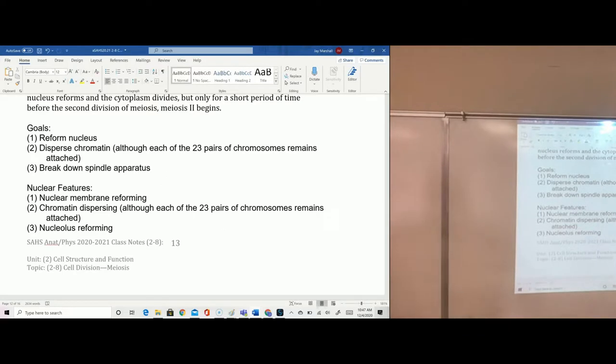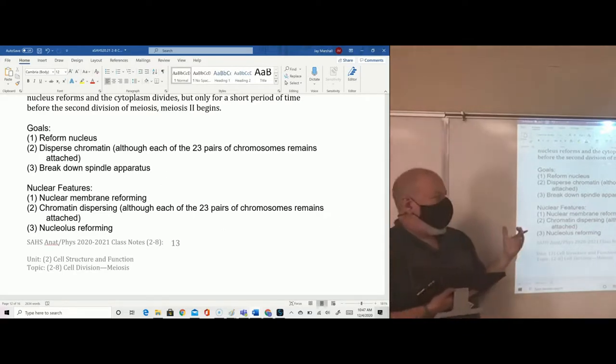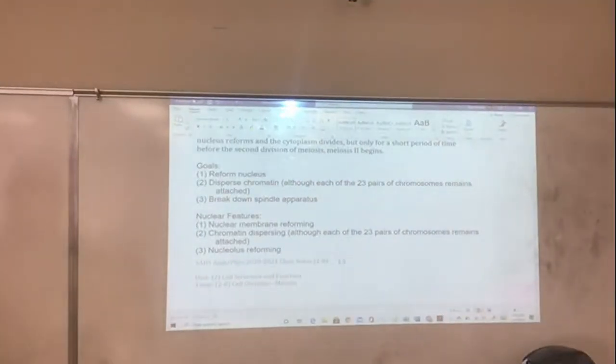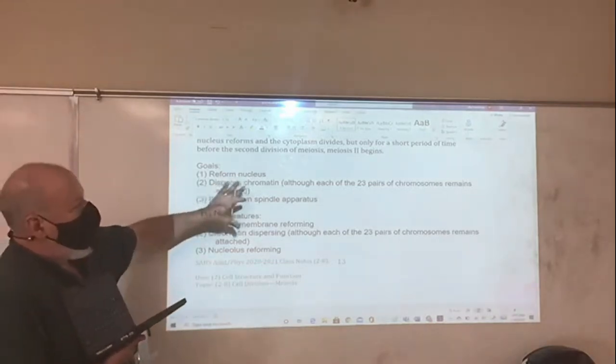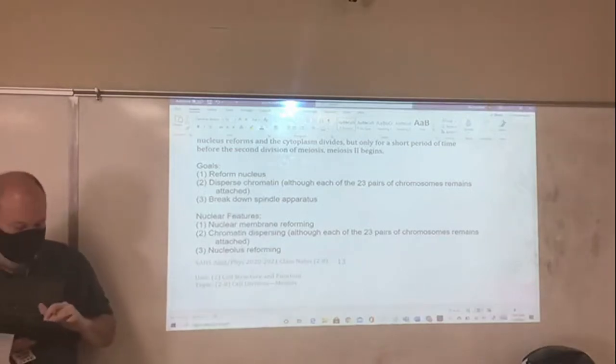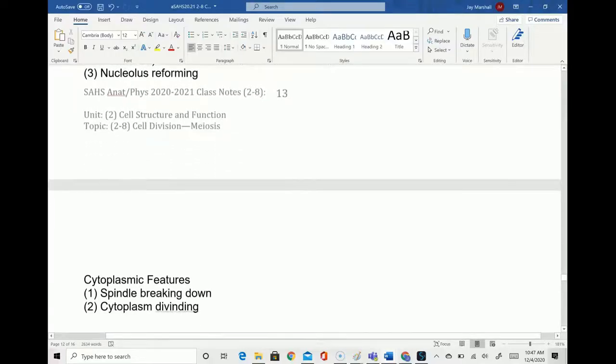again, what I'll ask you to do as far as testing on this kind of thing goes is I will describe what the features are and ask you to tell me what phase that represents, okay? I'm not going to ask you to spit out all of the features of these things, although I would like to, but that's just unreasonable.